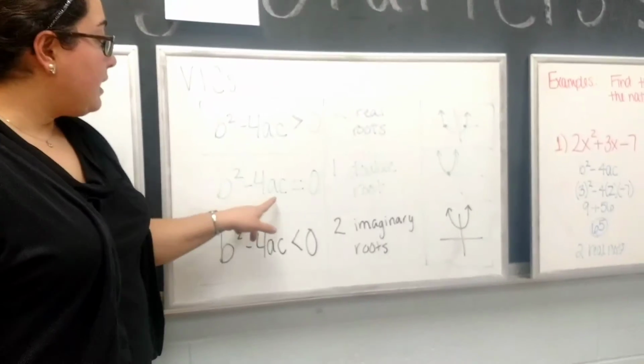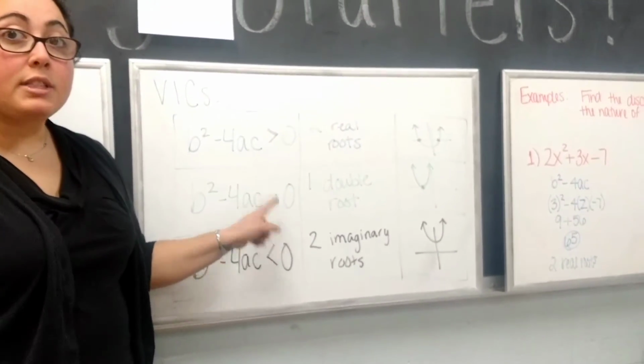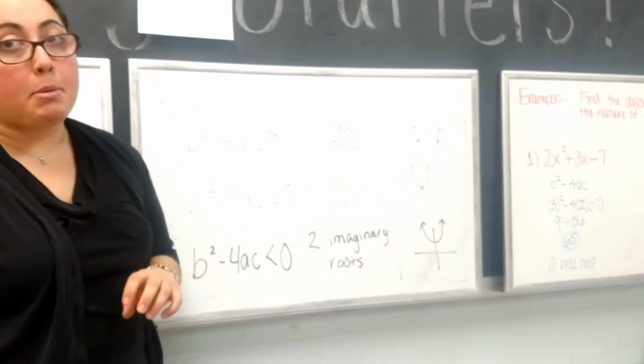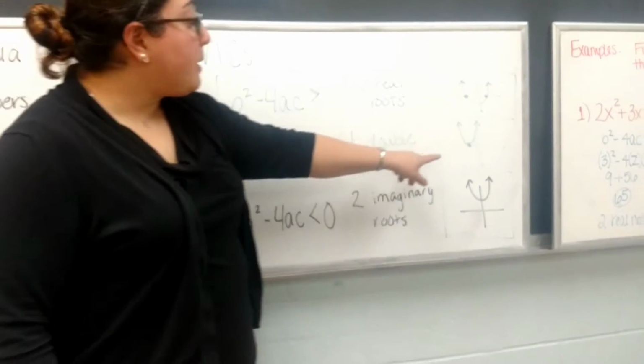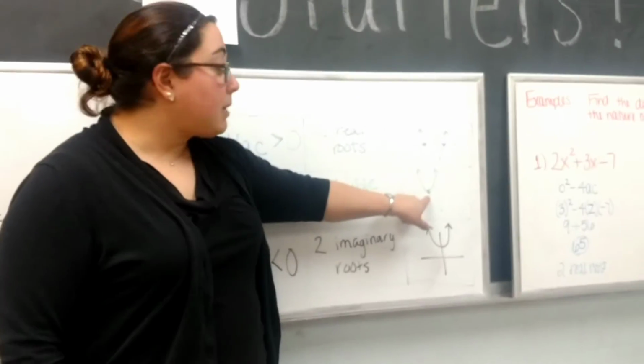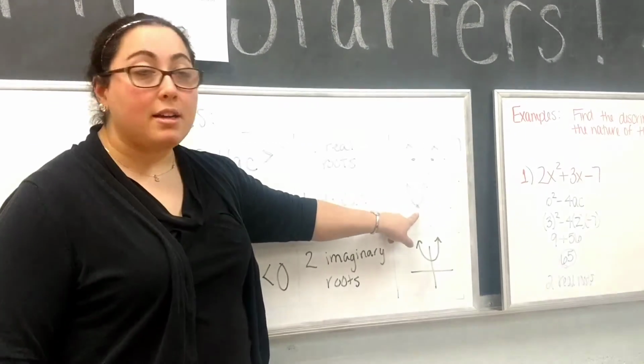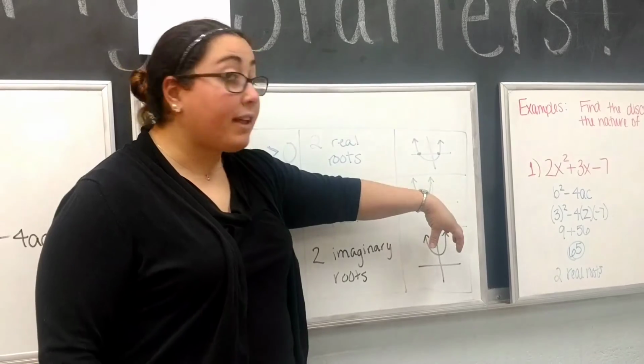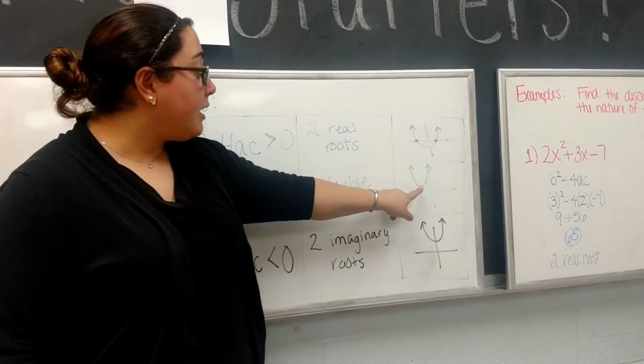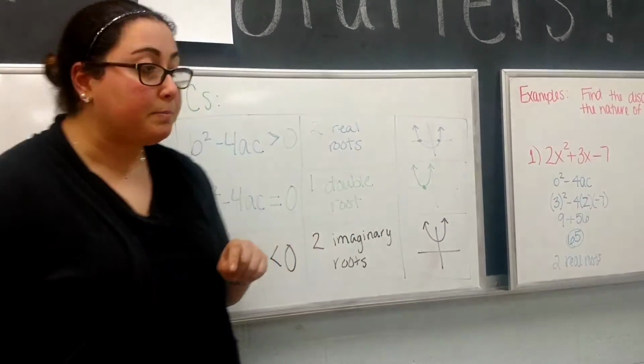If it's b squared minus 4ac, where what's underneath the radical is equal to 0, it's known as a double root. And so the double root means that it doesn't cross the x-axis at all, it just touches the x-axis in one spot. So it could be here, it could be there, it could be reflected, but you only have that it touches the x-axis at one spot.